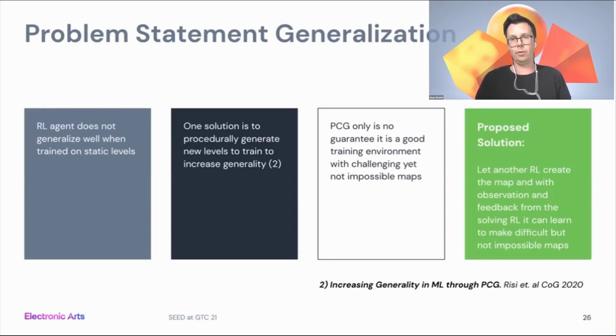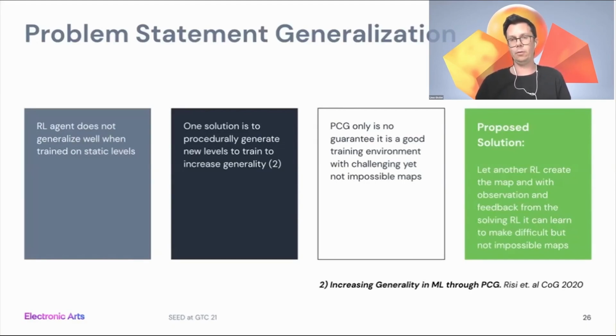So to continue, there are some solutions. One solution was presented last year by Risi et al. And that is to use procedural content generation, meaning that the environment is constantly changing. It's generated by rules, so it's all the time updating. So the agents are forced to learn new behavior and confront new situations. PCG is unfortunately no guarantee for a good training environment because you don't know if it's going to be challenging, but also you don't really know if it's going to be an impossible map.